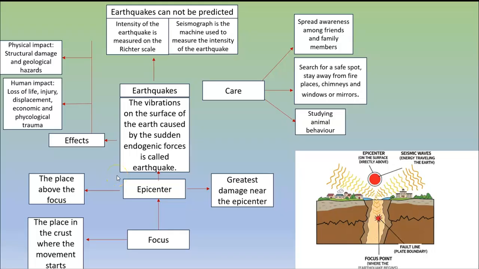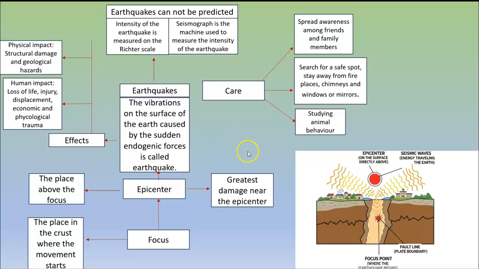Now, the earthquakes. We all know earthquakes. Some may have experienced them also or heard about them from our elders, right? Earthquakes are one of the most dangerous natural calamities. They cause mass destruction. They impact structural damage and geological hazards as well as loss of life, injury, displacement, economic, psychological, and physiological trauma also. It means earthquakes affect us physically, economically, socially, and psychologically. It actually affects our life in every aspect.